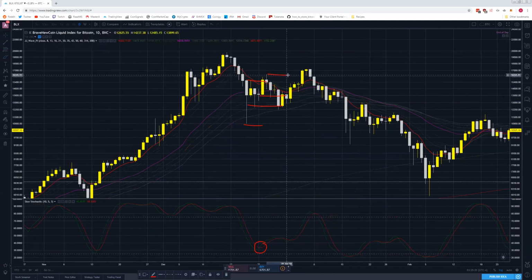Nice topping tail breakout here. You could definitely have bought some there. I'm sure tons of people got faked out. And then your stop is below the previous candle, which would have taken you out 2 days later. We've got a down cycle cross right here with a bearish engulfing candle setup or swing line setup, however you want to see this. All right, boom. This takes out. That's a short signal or a take profit signal, however you're playing it.